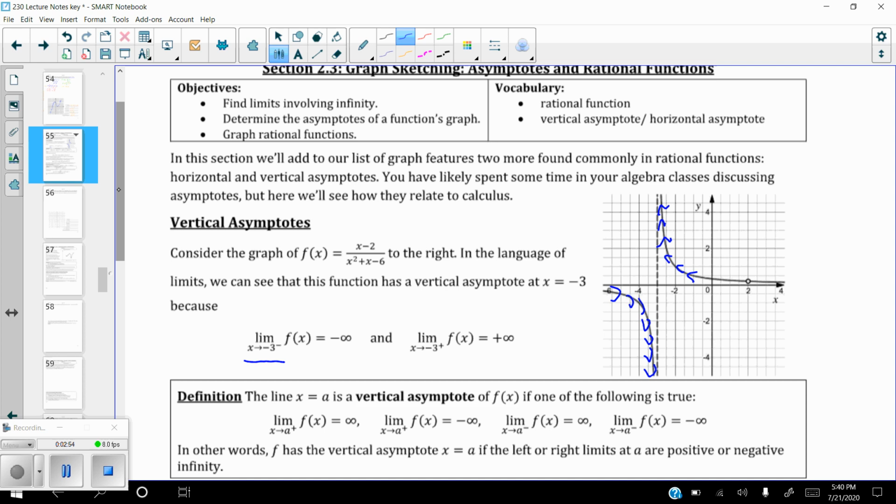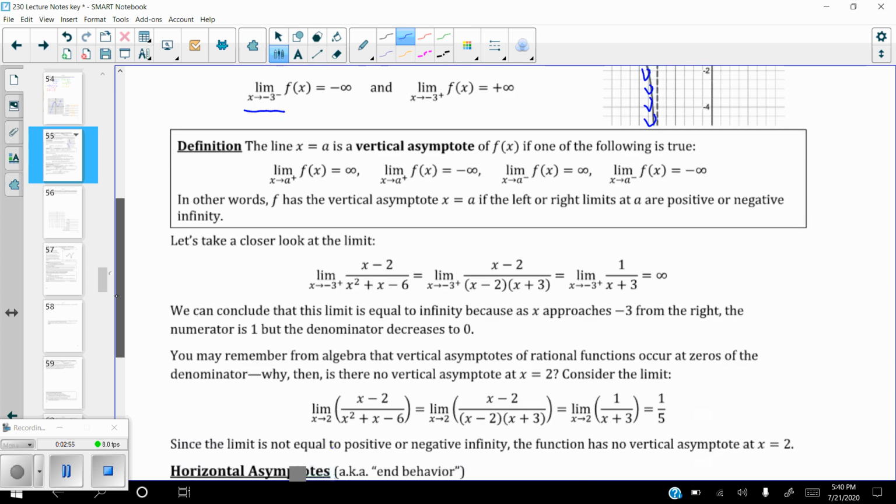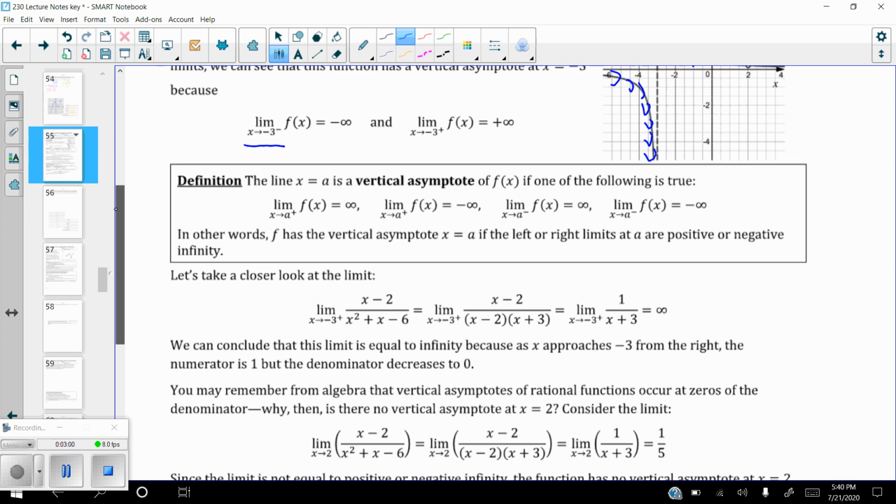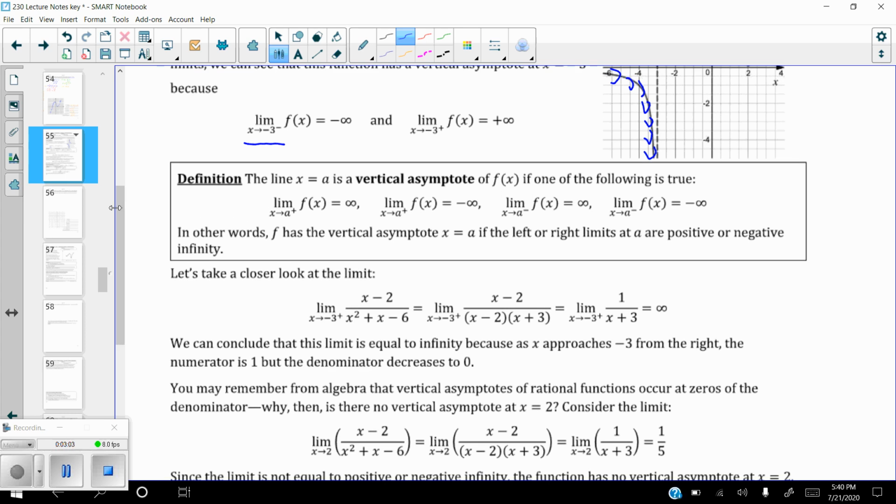And that's actually what it says in the definition box below. The line x equals a, which is a vertical line, is a vertical asymptote of f of x if one of the following is true. Either the limit as x approaches a from the positive side goes to infinity, or it goes to negative infinity, or the limit as x approaches a from the negative side goes to infinity or negative infinity. Again, all it has to do is approach either a positive or negative infinity from one side or the other, or both, but just has to be one, and you have a vertical asymptote.